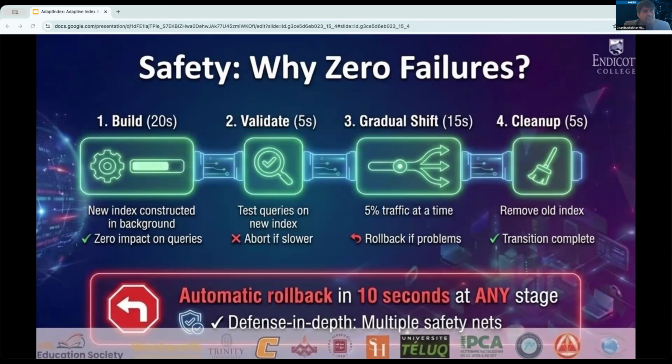So how did we achieve zero failures? Through a defense-in-depth safety mechanism. Transitions happen in four phases. First, build a new index in the background, with zero impact and no live queries. Second, validate with test queries. If it's slower, abort immediately. In the third phase, gradually shift traffic, starting from 5% at a time. Any problem triggers automatic rollback within 10 seconds. Fourth, the final phase, clean up the old index. This is not just ML making decisions. It's sound engineering, with multiple safety nets around the way it takes decisions.